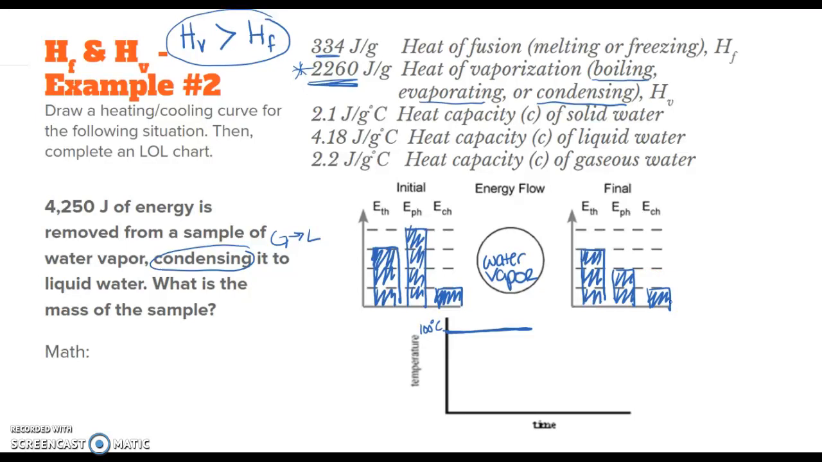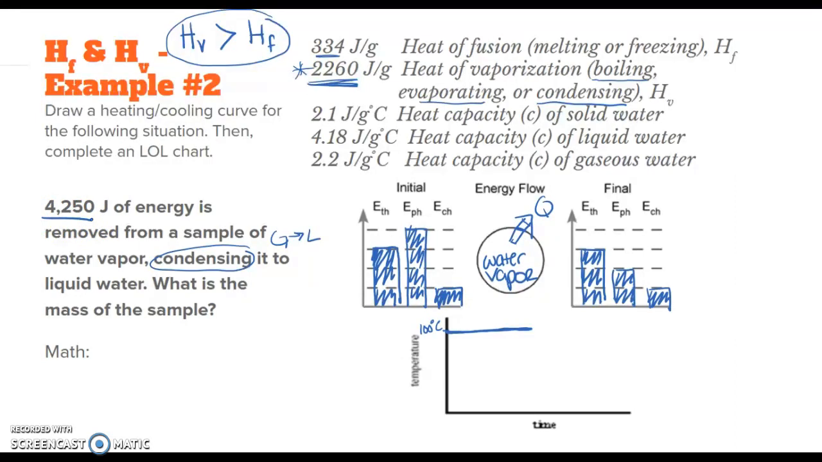So we've gone from a total of 8 blocks to a total of 6 blocks, which tells us that energy is leaving the system. Q is going out of the water vapor. And it actually tells us in the question that 4,250 joules of energy specifically is removed.